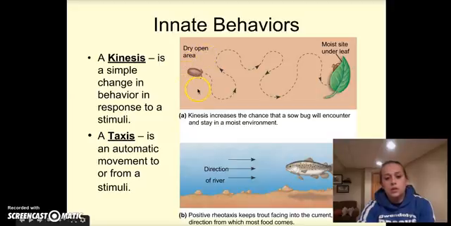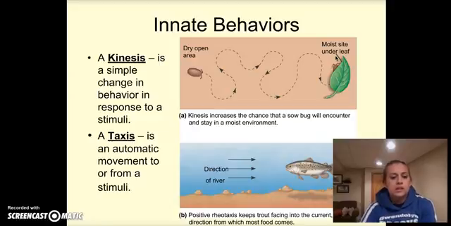So you've got this dry open area. This sow bug meanders around, and because he's meandering around and not just walking in one straight line, it increases the chance that he will encounter and then stay in that moist environment.